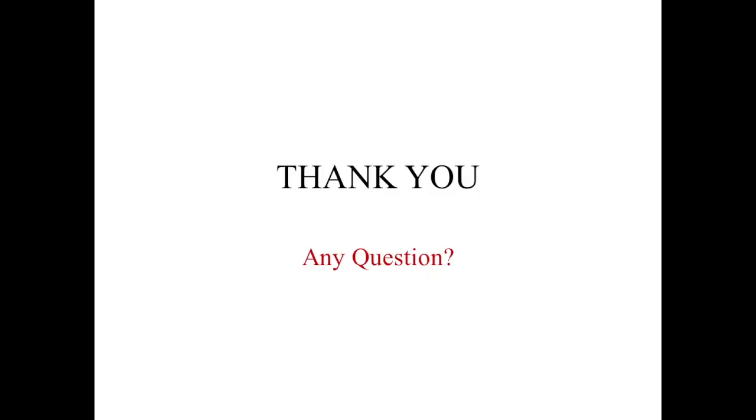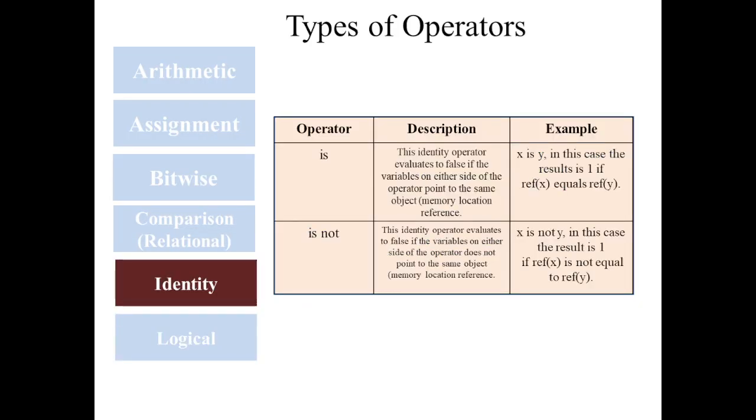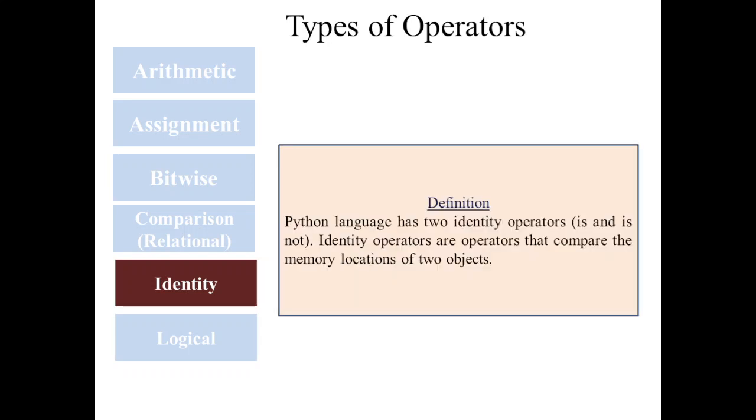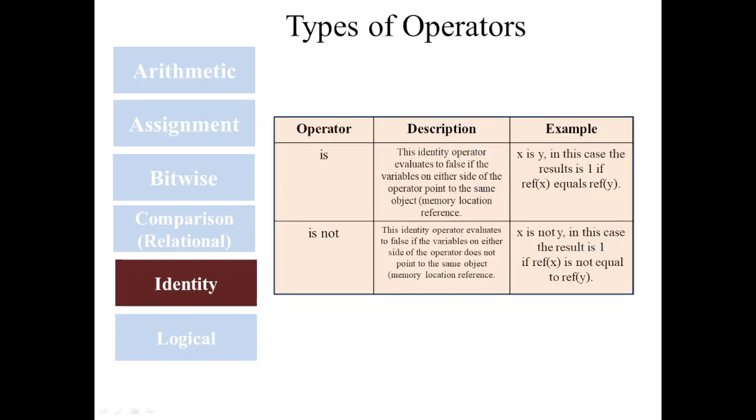Okay, next we move on to identity operators. Identity operators compare the memory locations of two objects. It means if we are storing two values, whether these two objects are stored at the same location or not. If they are stored at the same location, then they will have a true value, otherwise they will be false. So the output of this operator is also in true or false form, but they just compare the memory location and not the value.